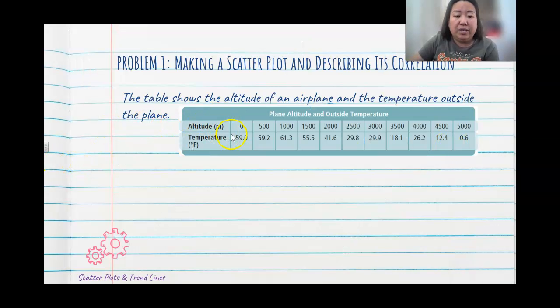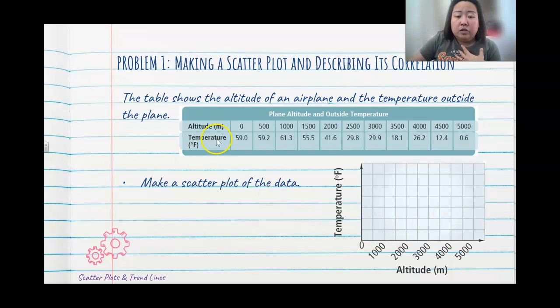So here we have a table of values, and this table shows us the altitude of an airplane and the temperature outside of the plane. As you can see here, altitude is our x value, and then the temperature depends on the altitude of the plane, so this is our y value. So how can we create our scatter plot? Okay, so definitely we need a graphing area. So we consider our altitude from 0 until the highest altitude that we have, which is 5,000.